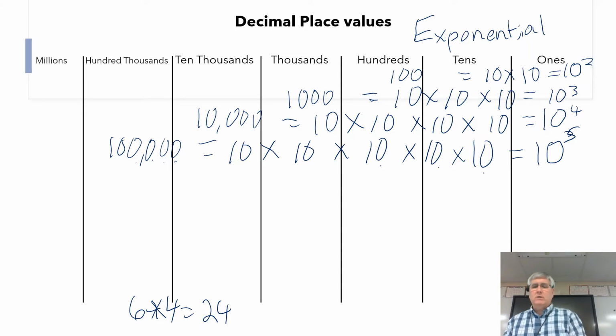Okay, so as you can see, the exponential notation has a base, and that's the number that we're multiplying together. And then the number of times it is being multiplied is the exponent. That's exponential notation.